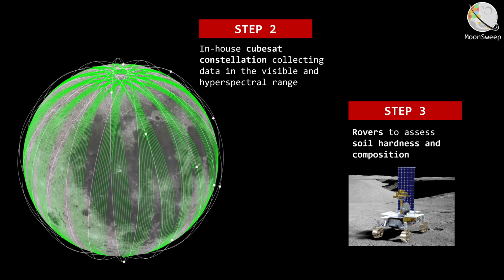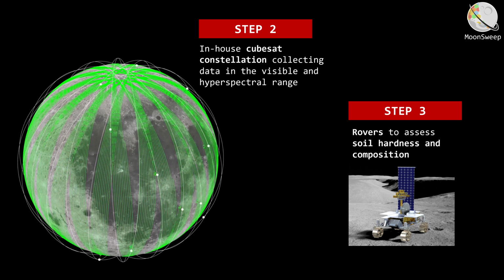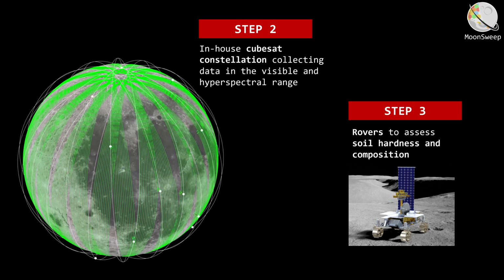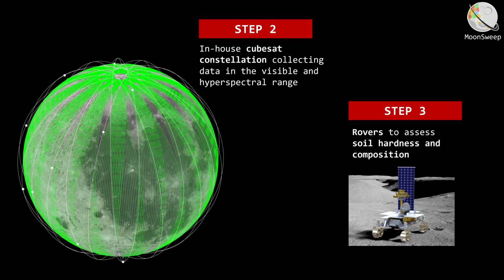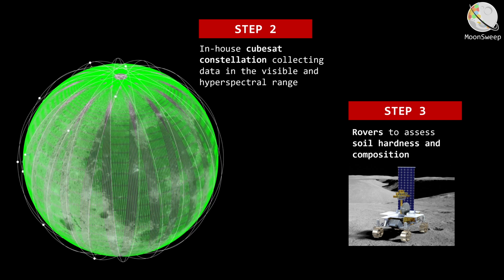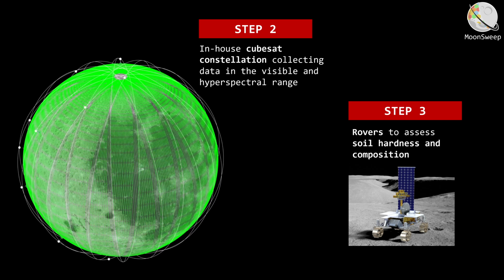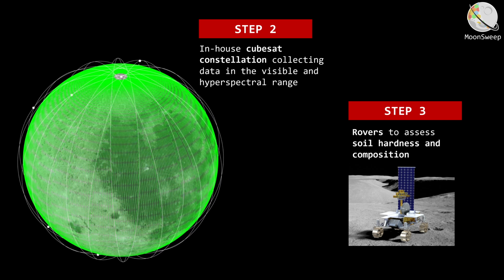The last step is intended to link the information gathered from orbit with the composition of ground samples. By deploying a fleet of regolith scanning rovers, a very detailed map of the lunar soil and minerals can be extrapolated. This allows us to expand even more the capabilities of Moonsweep.